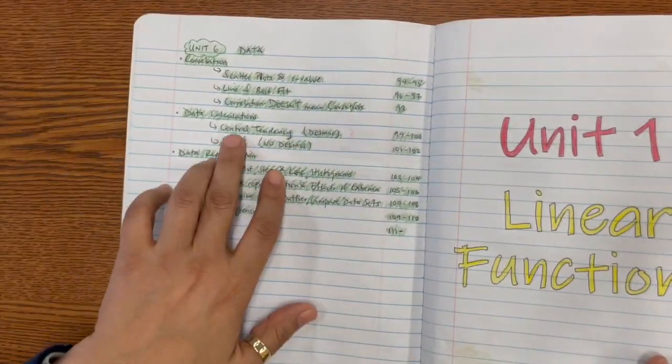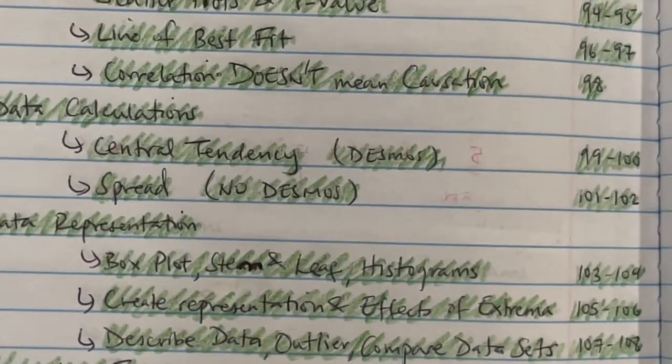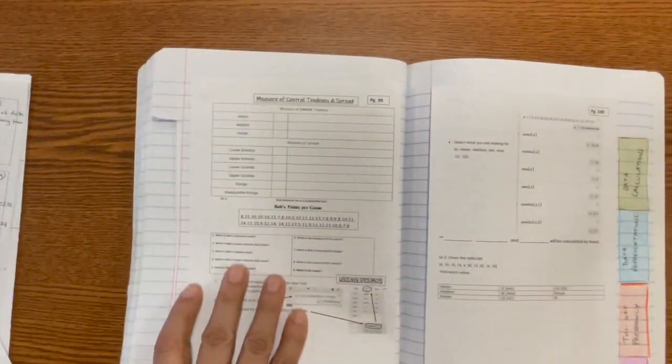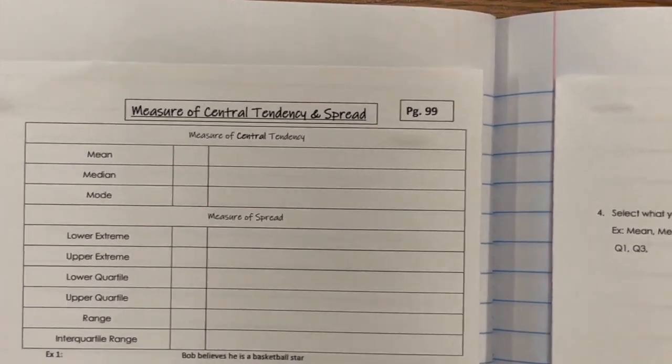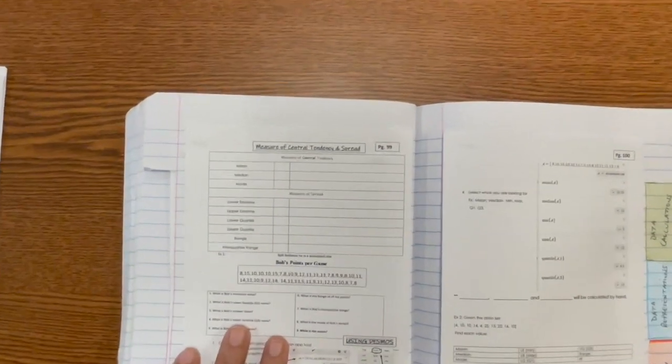The first one of data calculation should be central tendency. Okay, so you just go look, did I have central tendency? So come right here. Measure of central tendency and spread. Okay, so this is the right page. And that's all you need to do.